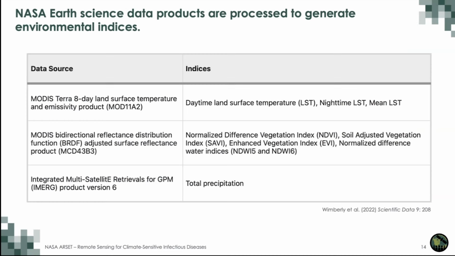So we have to process these in a variety of different ways to translate the raw observations into environmental indices that we can use in our models. So this just summarizes that. In terms of the land surface temperature, we worked with daytime, nighttime, and mean land surface temperature. In terms of the spectral indices, we had everyone's favorite, NDVI. We looked at a few variations on that, soil-adjusted vegetation index and enhanced vegetation index. And then the normalized difference water indices. These are the difference indices that have shortwave infrared and near infrared in them. And we had a couple versions of that. And then finally, total precipitation from the IMERG product.